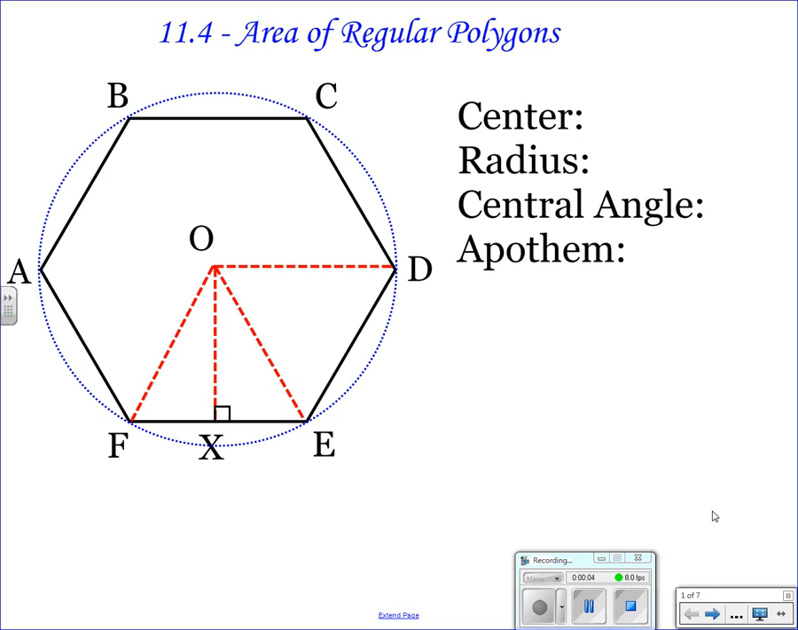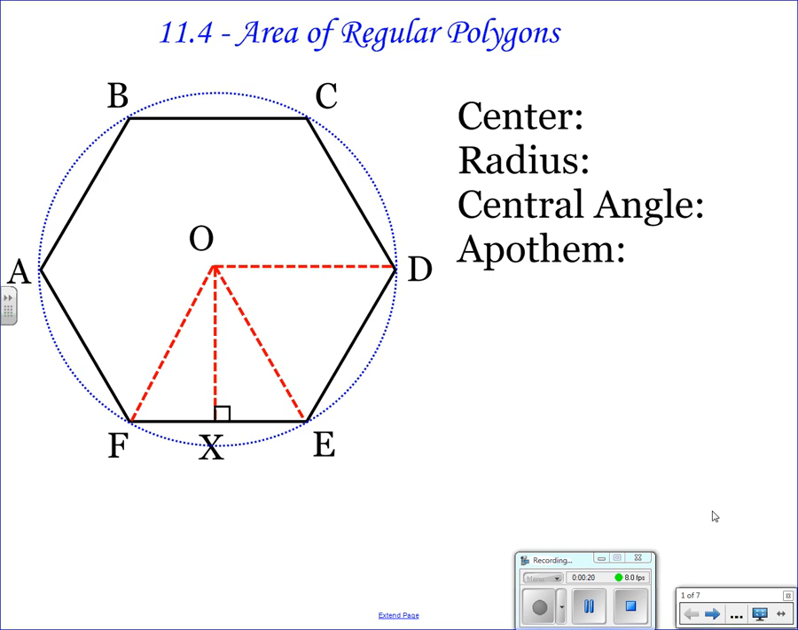Today we're going to talk about the area of regular polygons. Remember, regular polygons have all sides and all angles congruent. If you don't have your calculator out, pause the video, grab your calculator because you're going to need it today. First, we have to define some terms.